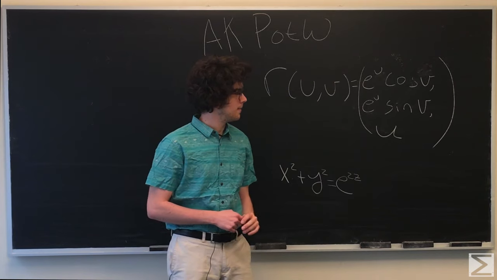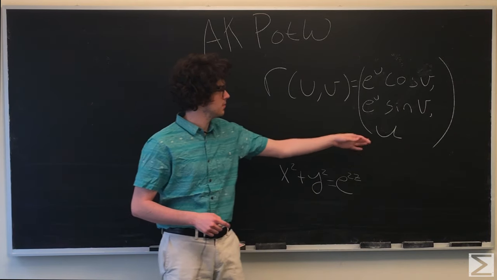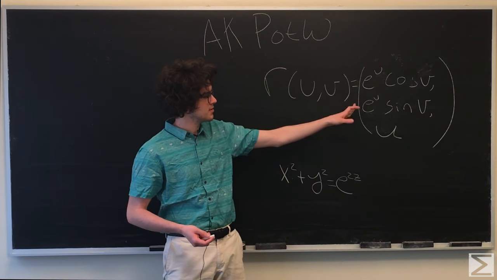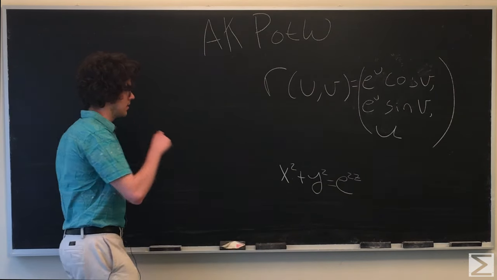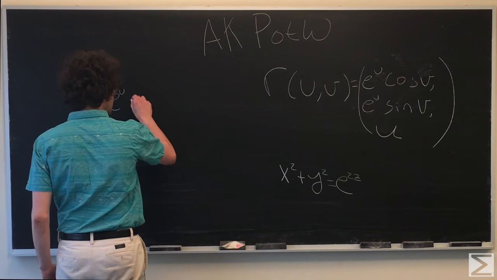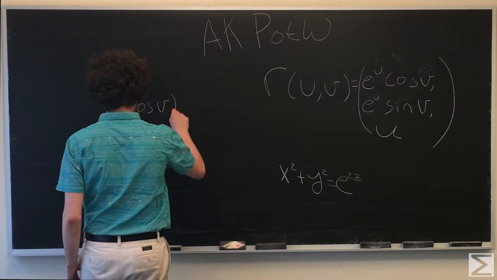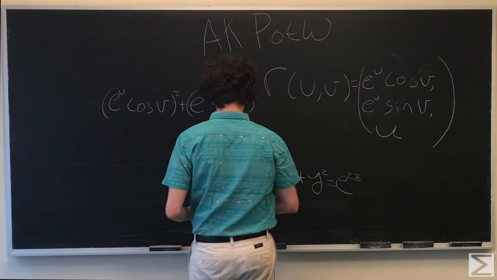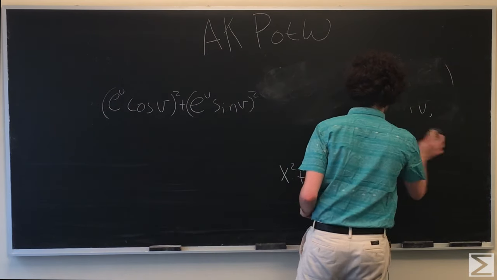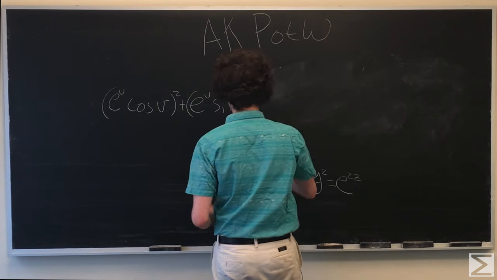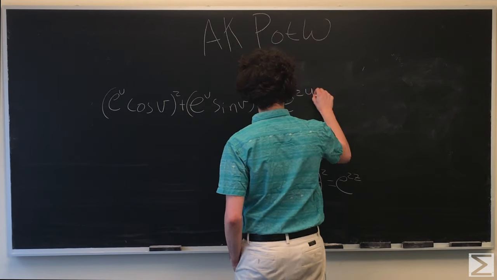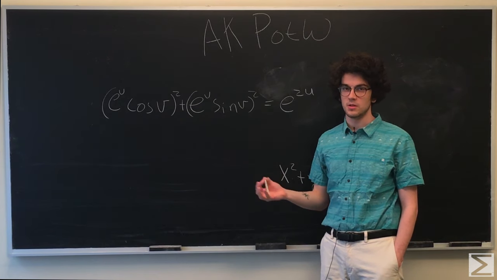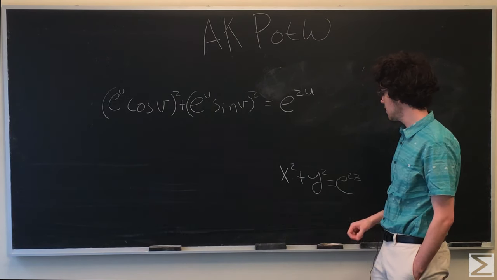It's a little funny though because u pops up in the x and y, but that's okay. We'll just say this is x, this is y, that's z. So it's pretty clear that the parametrization does a good job of covering the surface.